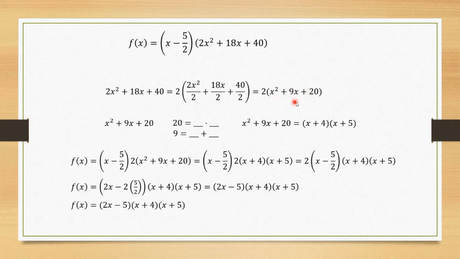This is a lot easier to deal with, right? We have a trinomial of degree 2. The leading coefficient is 1. So we want 2 numbers whose product is 20 and whose sum is 9. You can see what the numbers are already from here: 4 and 5. So we have this.